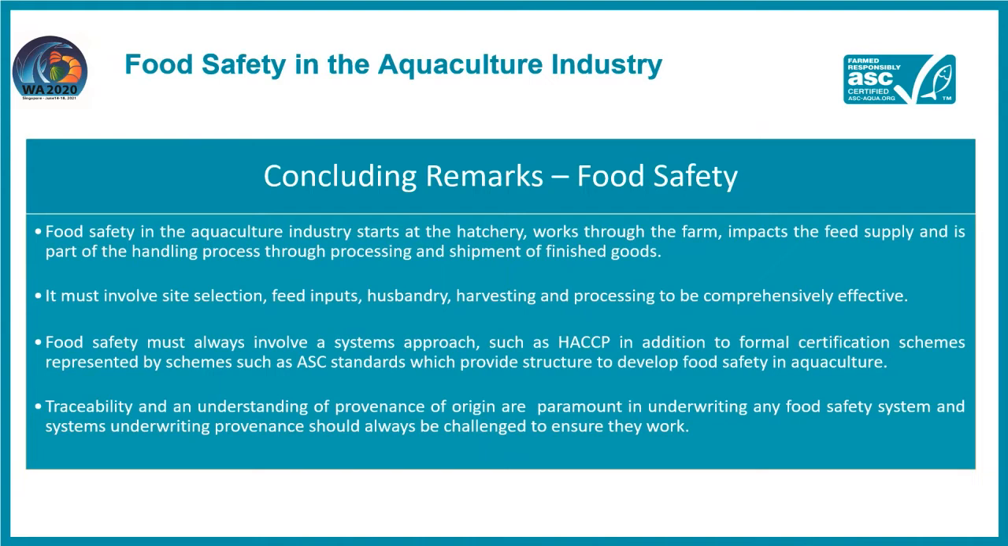Food safety must always involve a systems approach, such as HACCP, in addition to formal certification schemes such as ASC standards, which provide structure to develop food safety in aquaculture. Traceability and an understanding of provenance of origin are paramount in underwriting any food safety system, and systems underwriting provenance should always be challenged to ensure they work.